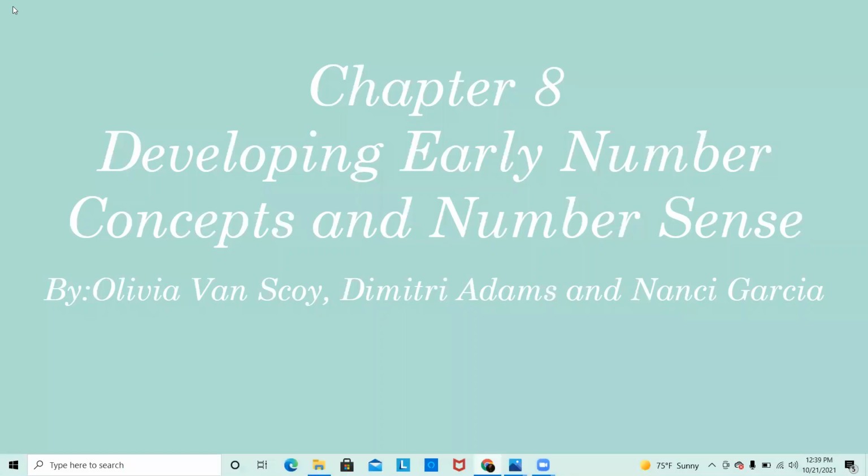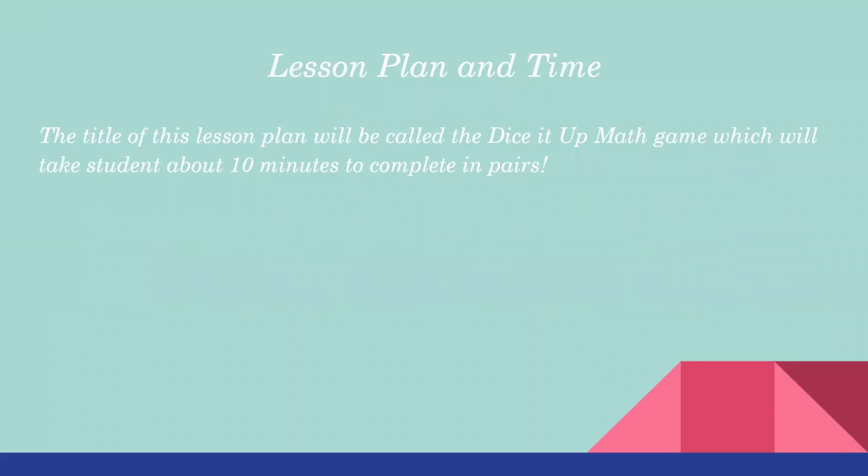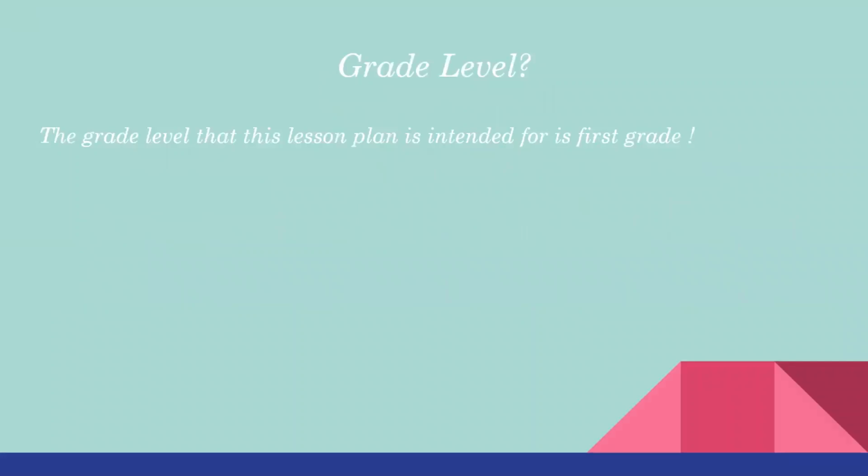So today I'm going to start off with my activity that is based on Chapter 8 of Developing Early Number Concepts and Number Sense. So the lesson plan and the time: the title of this activity is called the Dice It Up math game, and it's going to take students probably about 10 minutes to complete, and they're going to be in partners or pairs. The grade level that I'm going to be focusing on today is the first grade level.